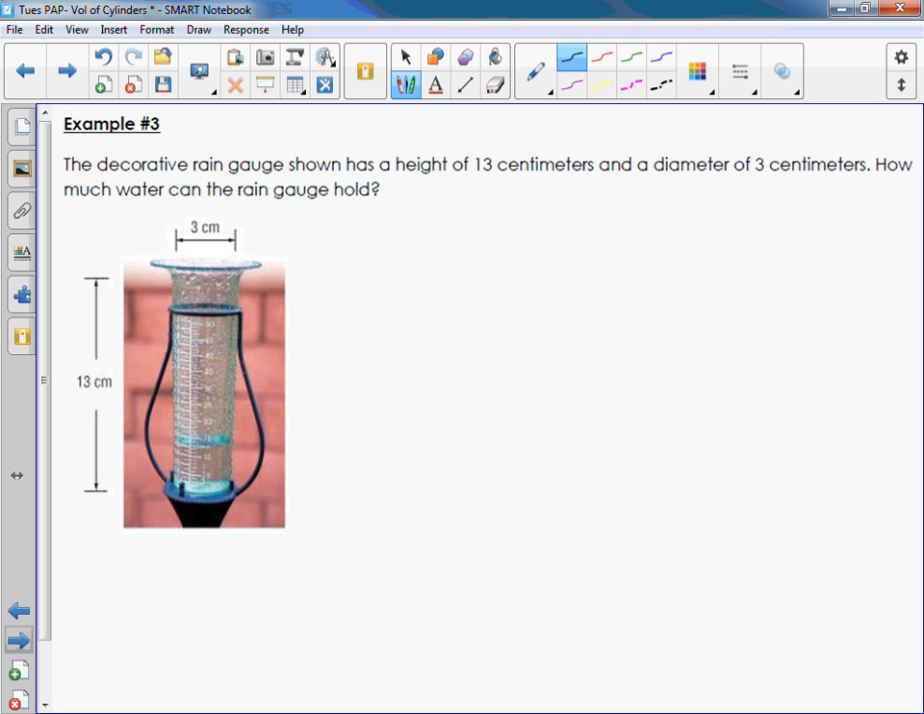The decorative rain gauge shown has a height of 13 centimeters and a diameter of 3 centimeters. How much water can it hold? Well, the water that it can hold is referring to volume. It is 13 centimeters high. Now, it gave us the diameter. We want the radius. So the radius is going to be 1.5.